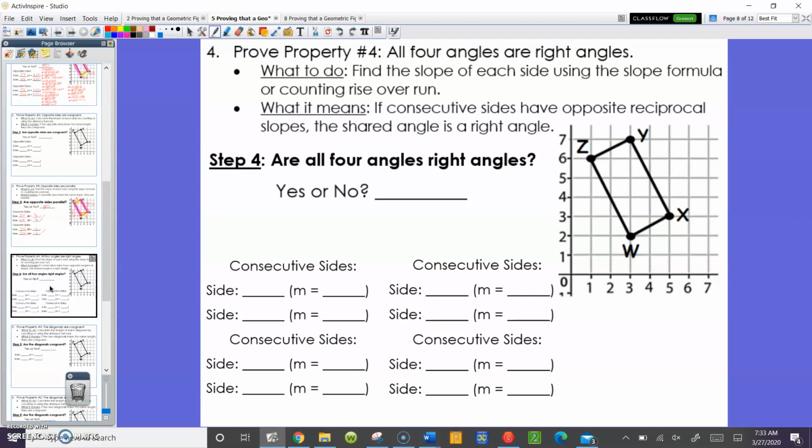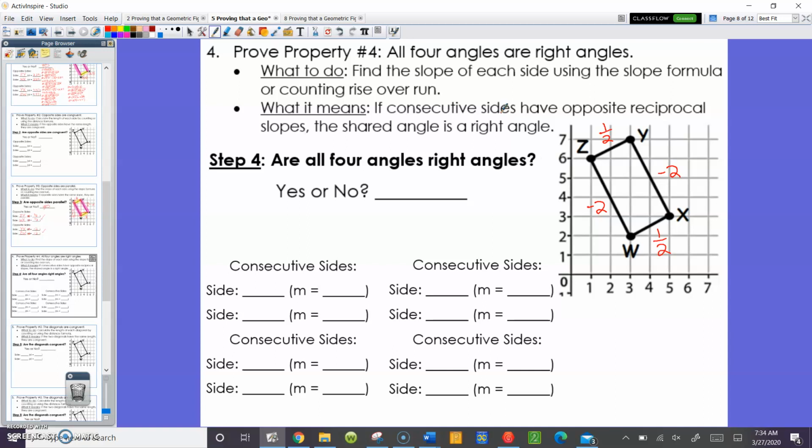Let's prove property 4. All 4 angles are right angles. So what we would need to do is find the slope of each side using the slope formula or counting rise over run. So we have already found the slope of each side. So I'm just going to write in what we just found. And these were negative 2, I believe. Yeah. Okay. So what we're going to figure out is if the consecutive sides have opposite reciprocal slopes.